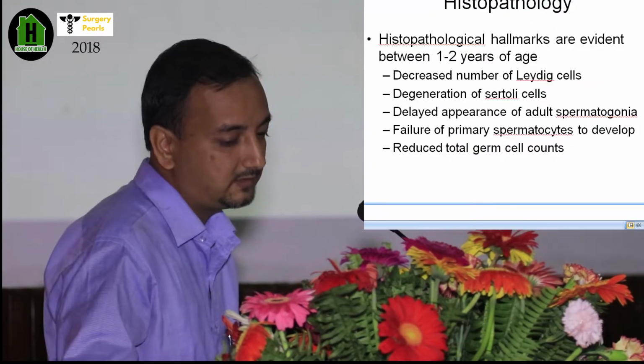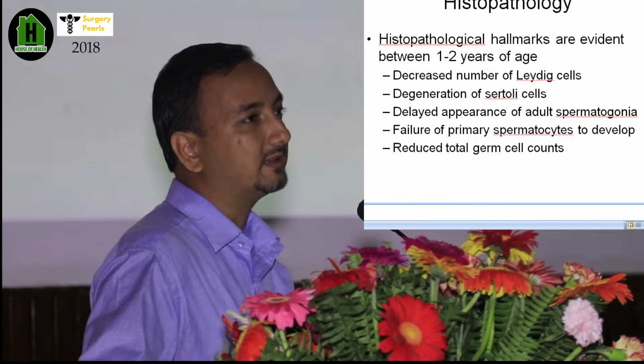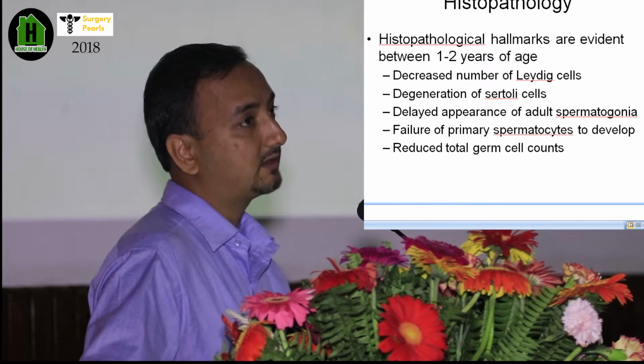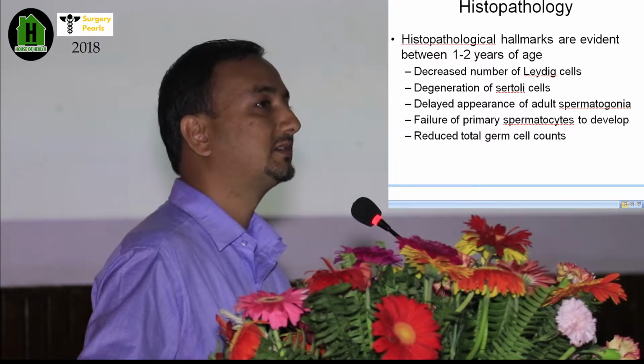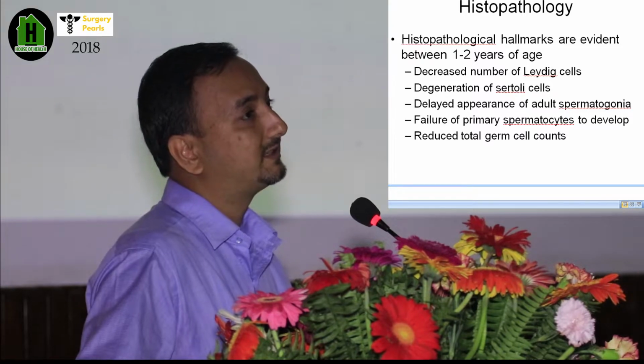So the histopathological hallmarks are evident between 1 to 2 years of age. Before that, you won't see any histopathological hallmarks. The histopathological hallmarks will be decreased number of Leydig cells, degeneration of Sertoli cells, delayed appearance of adult spermatogonia, failure of primary spermatocytes to develop, and reduced total germ cell count. That is why it is so important to perform orchidopexy before a certain age, because those testes that stay inside the abdomen lose their capacity for fertility.